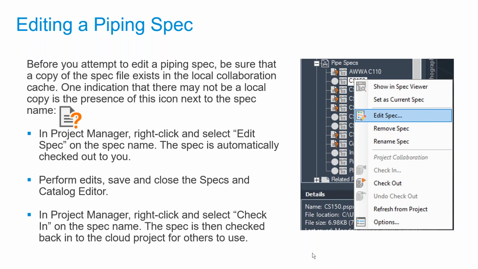And when you come back out of spec editor back into Plant, you can right click and check that in, and then that's going to push that up to the project, and everyone's going to have the latest copy of the spec. And at that point, all the users can run a spec update and then get those changes, any spec modifications copied and synchronized with their drawings. So pretty simple there as far as editing and checking out, checking in spec sheets.